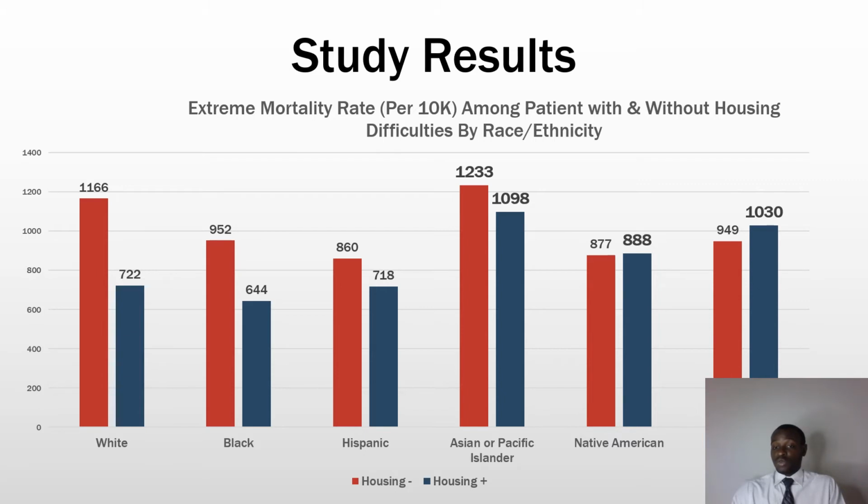Here we see the individuals with housing difficulties have a rate of 888 per 10,000 presentations compared to 877 per 10,000 presentations. When we further look at individuals that identify as other, we see a higher rate of presentations for individuals with housing difficulties at a rate of 1,030 per 10,000 presentations compared to individuals without any housing difficulties at a rate of 949 per 10,000 presentations.